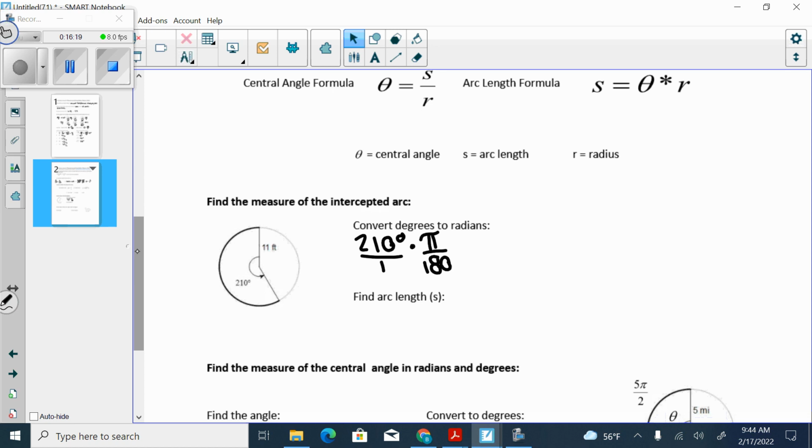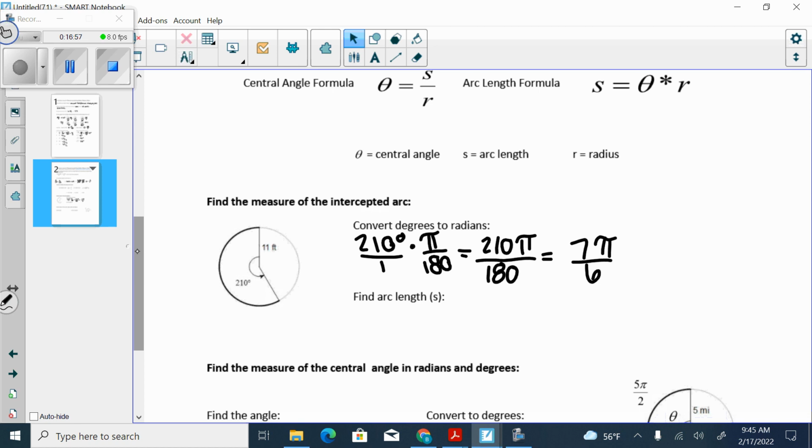Again, remember if you like, you can always put your degree over 1 because we're multiplying across the top and the bottom. So in the top, I have 210 times pi, which is just 210 pi. In the bottom, I have 1 times 180, which is just 180. And then I can divide 210 by 180 to see that it will simplify to 7 pi over 6. All right, so we converted our angle from degrees into radians.